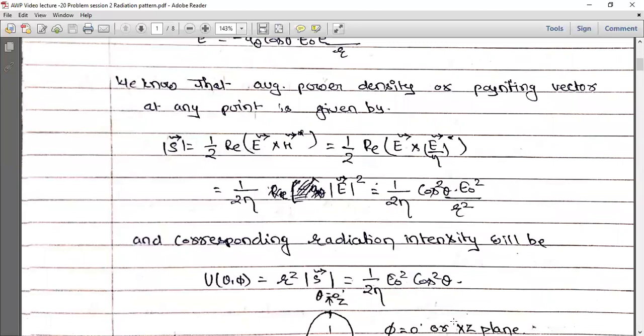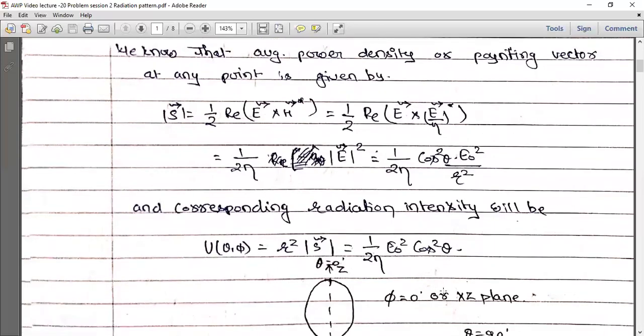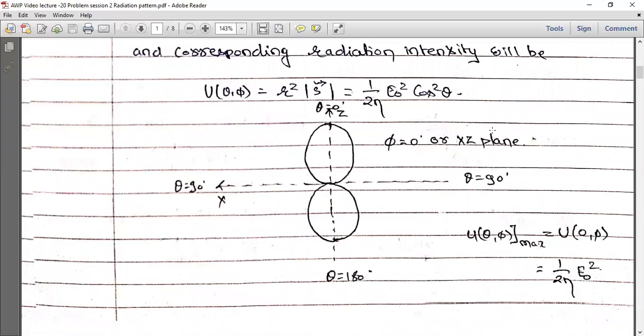Then, as I told you, in order to plot the power radiation pattern, the dependency of the power density on r should be removed, and it can be removed by converting this power density to radiation intensity. Radiation intensity is power per unit solid angle, and the relation between radiation intensity U theta phi is given by r square mod of S. So this is mod of S. We substitute it here, and what we have is 1 upon 2 eta E0 square cos square theta.